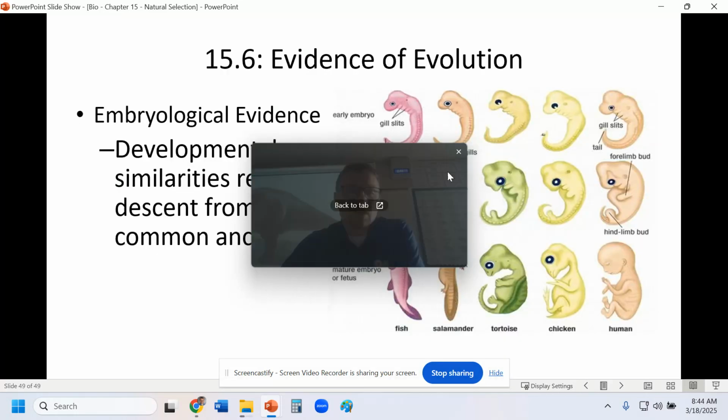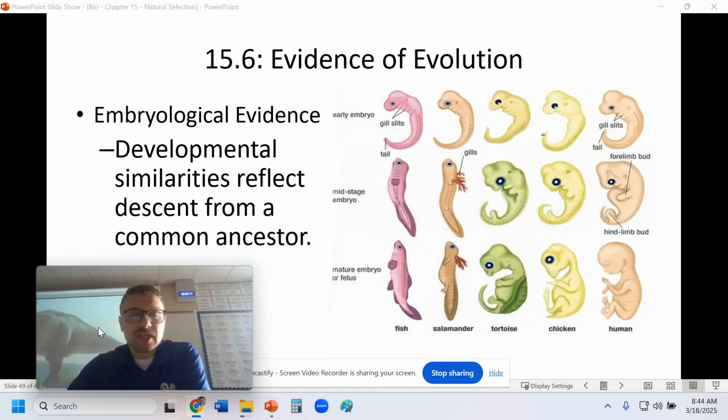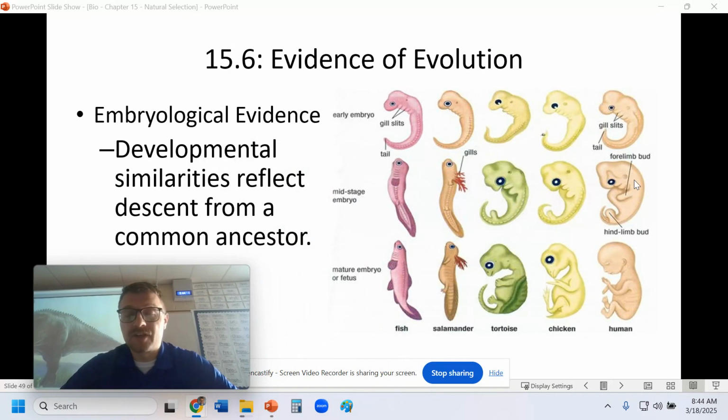Lastly, we also have something called embryological evidence. This is just looking at how our embryos develop very similarly to each other. You can see us and different organisms like chicken, tortoises, salamanders, fish. We all share very similar pathways through embryological development, but we have a lot of differences as well.